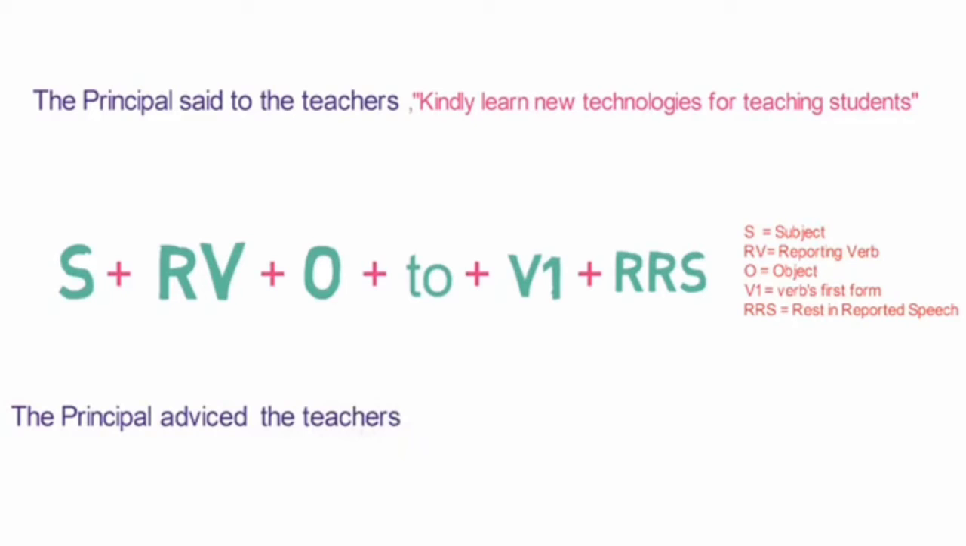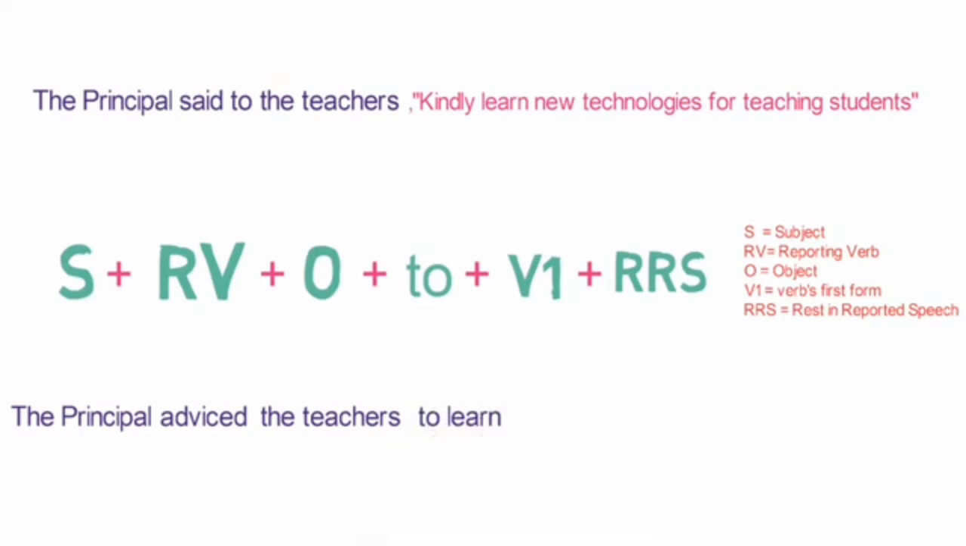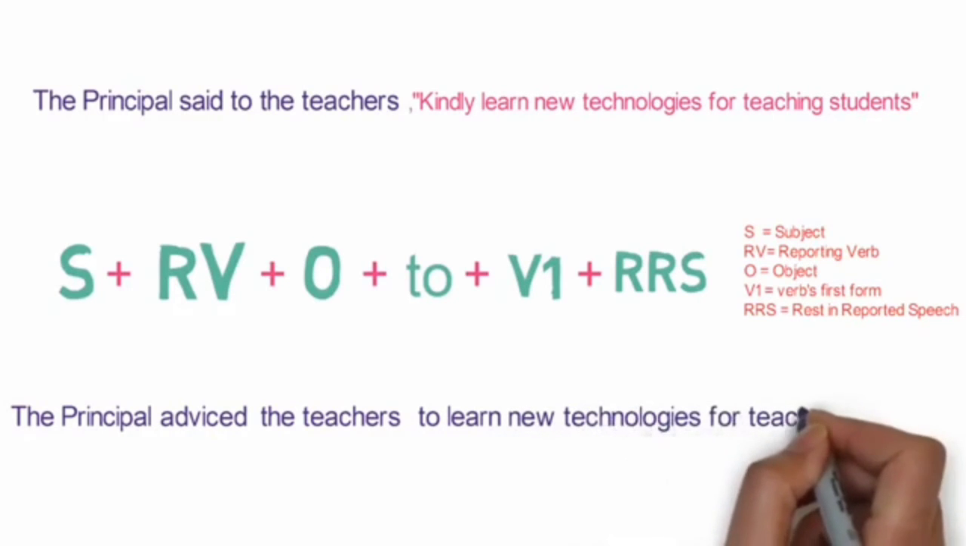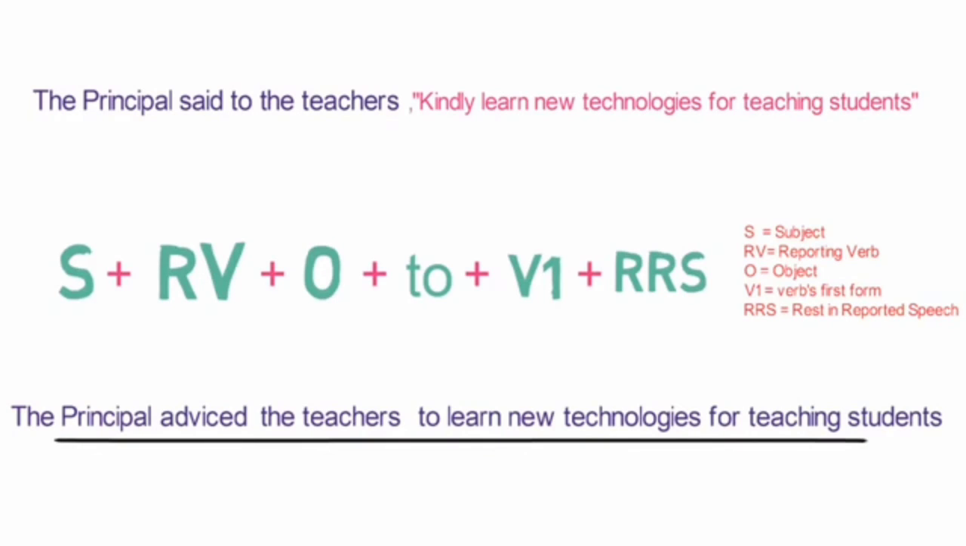Then we will remove word kindly as we learned in our rules. Then to learn will come as learn is in verb's base form. Finally, we will add the remaining part of the reported speech, new technologies for teaching students. And the final sentence in indirect form is, the principal advised the teachers to learn new technologies for teaching students.